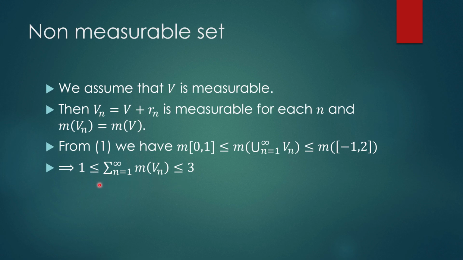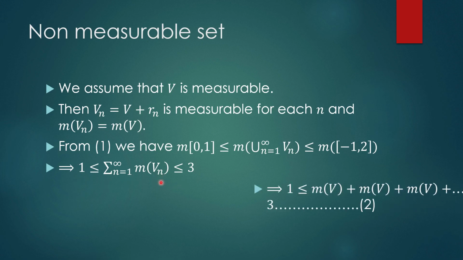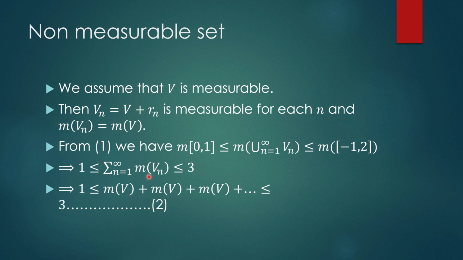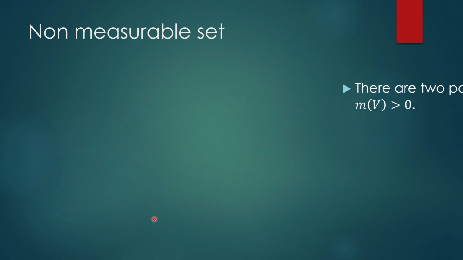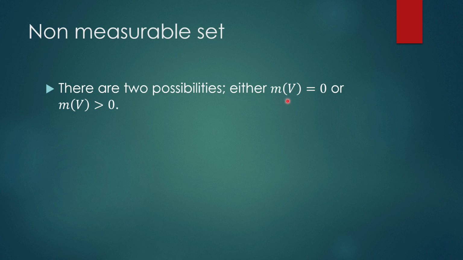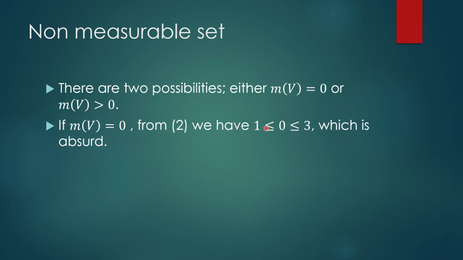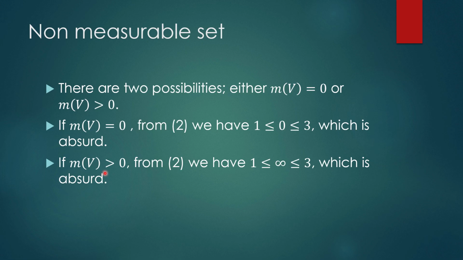But what about this summation? The measure of Vn is equal to the measure of V, measure of V, measure of V, like that. If the measure of V is not equal to 0, this sum is going to be infinity. So there are two possibilities: either the measure of V is equal to 0 or the measure of V is positive. If the measure of V is equal to 0, what do you get? 0 is greater than 1, 0 is less than 3. This is not true, which is absurd. If the measure of V is greater than 0, from 2 we have infinity is greater than 1, but infinity is less than 3. So this is also not true, which is absurd.